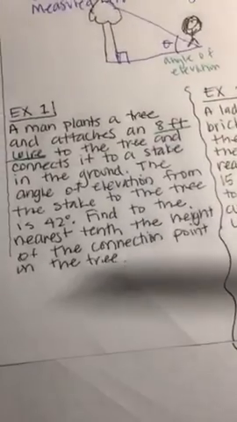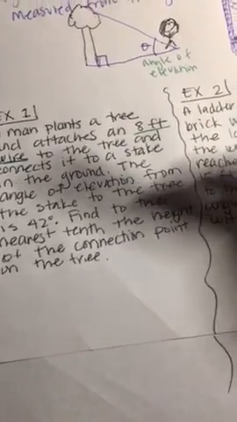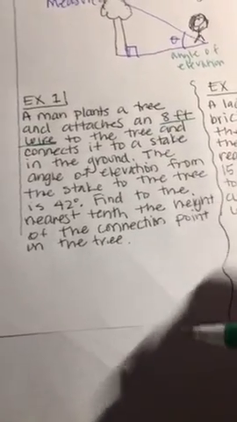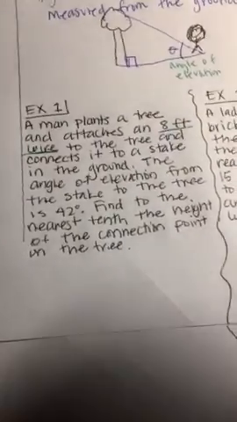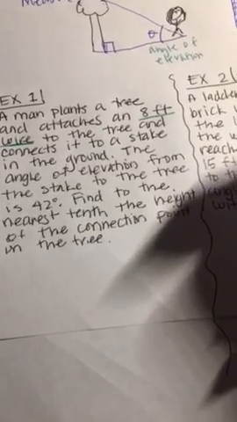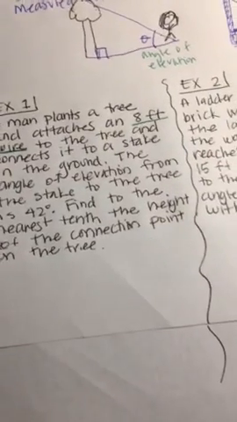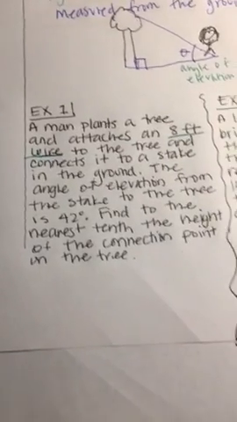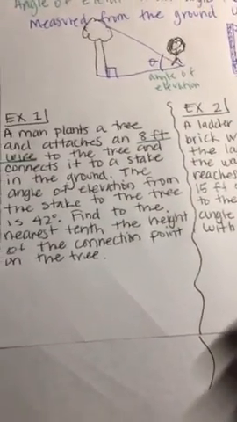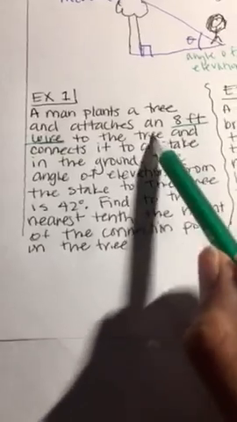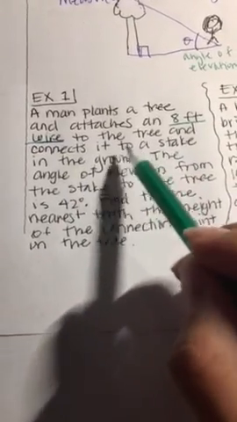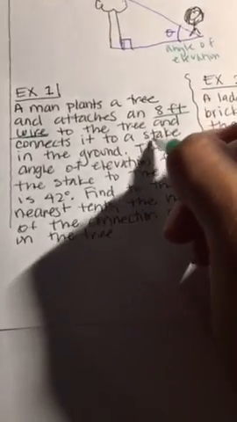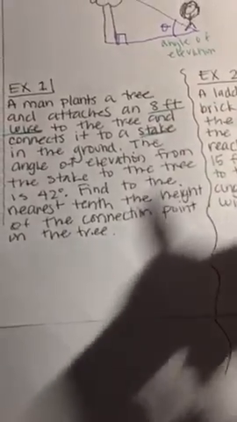Do you guys know what a stake is? A stake, not the kind you eat, but a stake is something that is attached to the ground, almost like a little hook. So you put this hook on the ground so that you can connect the wire on there. Use it for camping. I don't know if you guys have been camping or not. Okay, so he connects it to the stake on the ground. So I know I'm going to have to draw a stake somewhere in there.